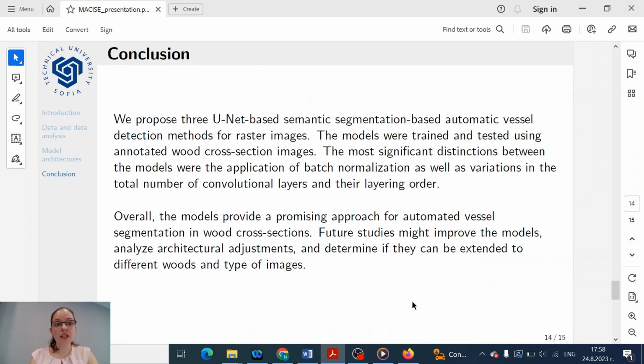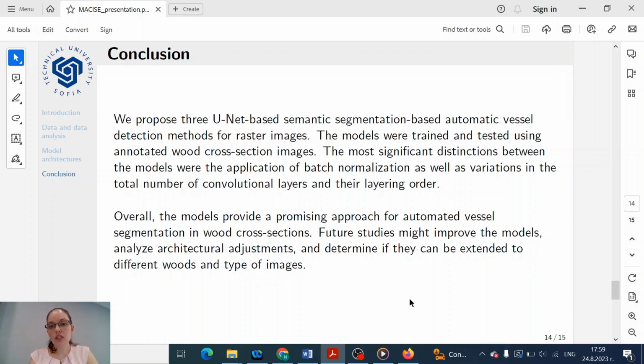So as a conclusion, we propose three U-Net-based semantic segmentation automatic vessel detection methods for raster images, and those models were trained and tested on the annotated dataset that you can find on GitHub. The most significant distinction between the models is the application of batch normalization, as well as variation in the total number of convolutional layers and their order. Overall, our models provide a promising approach for automatic vessel segmentation in wound cross sections.